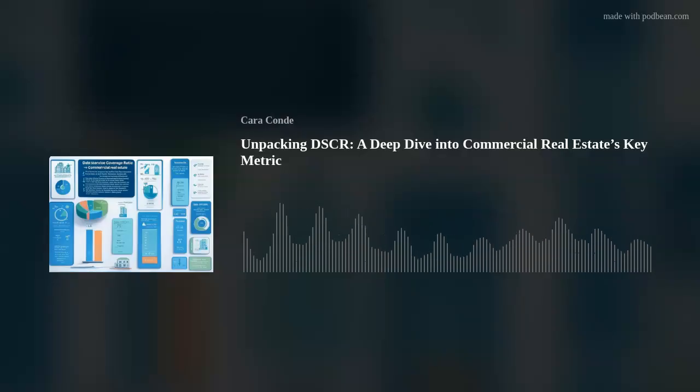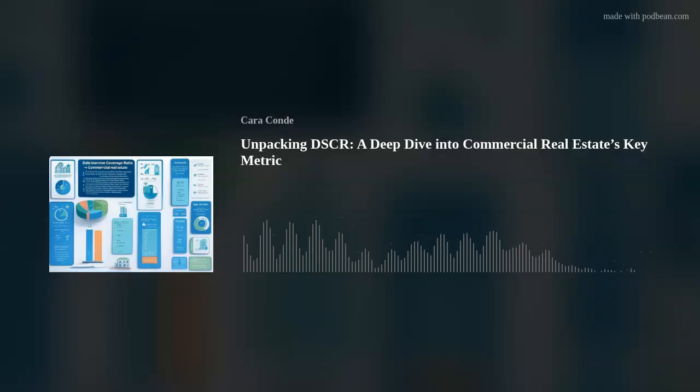Yeah, exactly. And Cara Conde also makes a great point that what's considered an acceptable DSCR can really vary depending on the type of commercial property you're looking at. Oh, yeah, for sure. So a stable apartment complex versus, say, a hotel with seasonal income, those might have very different DSCR expectations. Yeah, that makes sense. Like a hotel might have amazing months in the summer, but then be really slow in the winter.